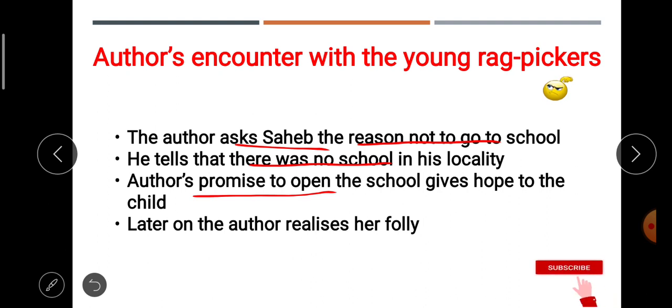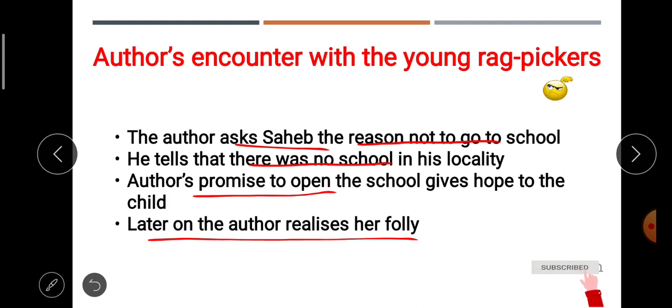After this incident, there was an interval of some 5-6 days or so. After some time, when this young child sees Anis Jung, the author, he goes to the author running and asks, is your school ready? At this, the author realizes her folly. She understood that whatever I said, this child took to his heart. To me, it was just a joke, just kidding. But for this child, my words were just truth, nothing else.